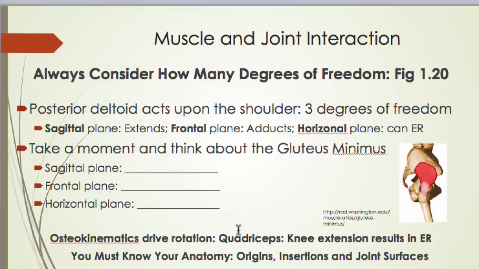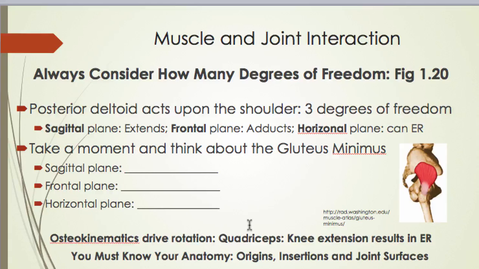All right, so let's take a moment and think about the gluteus minimus. So here's the gluteus minimus right here. We're looking at the hip from the lateral view, the frontal plane. What motion occurs in the sagittal plane? What is it capable of doing? Take a look at its orientation on the ilium and then down to the greater trochanter. So in the sagittal plane, it produces flexion or extension. It can produce flexion, right?